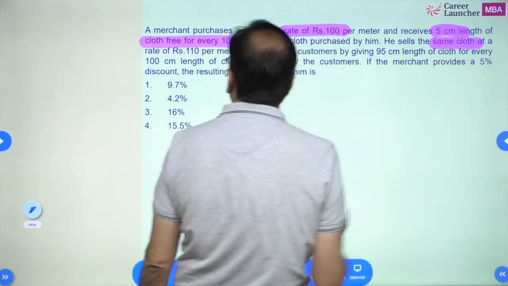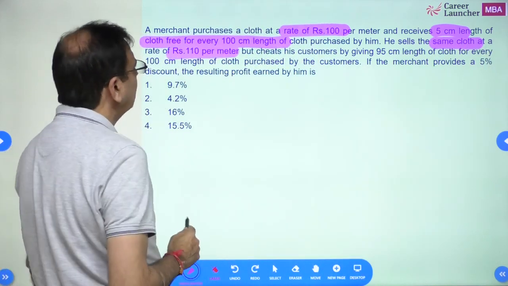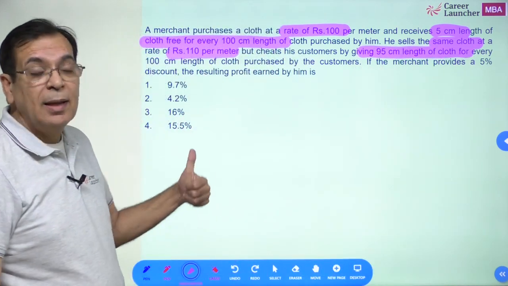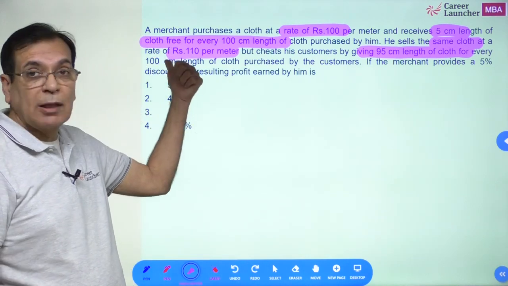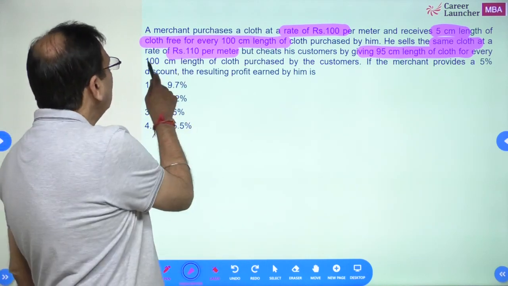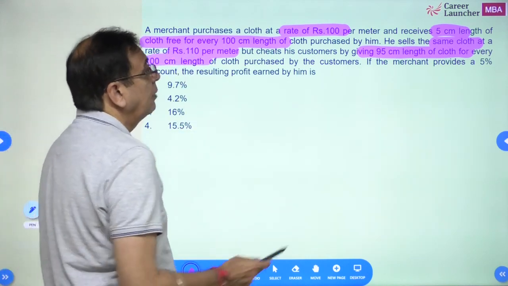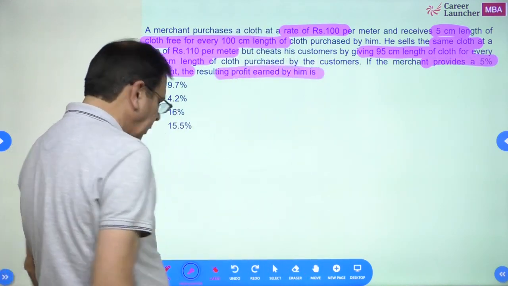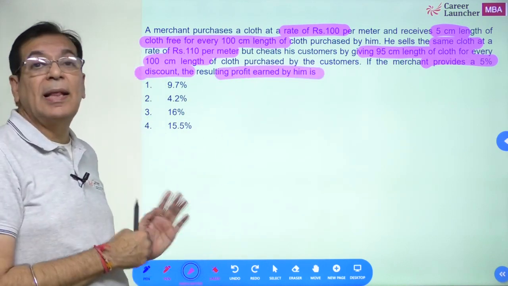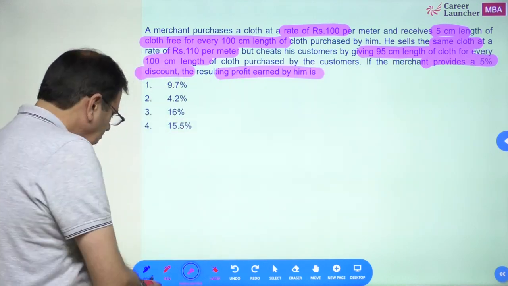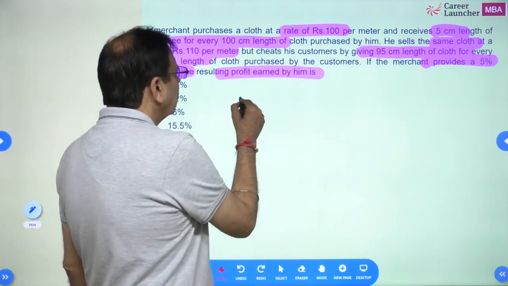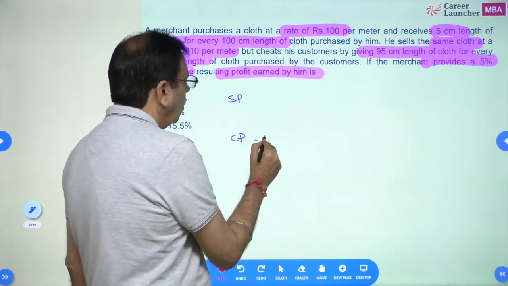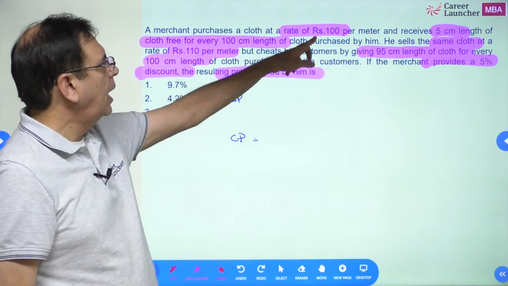He sells the same cloth at a rate of 110 per meter, but cheats the customer by giving 95 centimeters for every 100 centimeter length of cloth purchased. बेच कितने पे रहा है? He's selling 95 centimeters for 110 rupees. If the merchant provides a 5% discount, then find the resulting profit earned by him. अच्छा, discount भी दे, 110 नहीं, he's selling it at 95% of 110. तो चलो देखते हैं क्या है. What is the selling price and cost price? ये लिख लेते हैं. What is the cost price? 100 rupees.